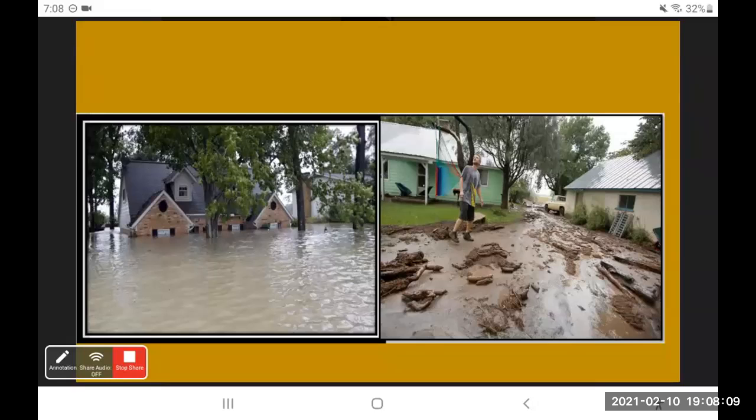So if we look at this natural phenomenon on Earth, there are two cities here, and after a big rainstorm, one city has this muddy landscape, and then the other one is flooded.